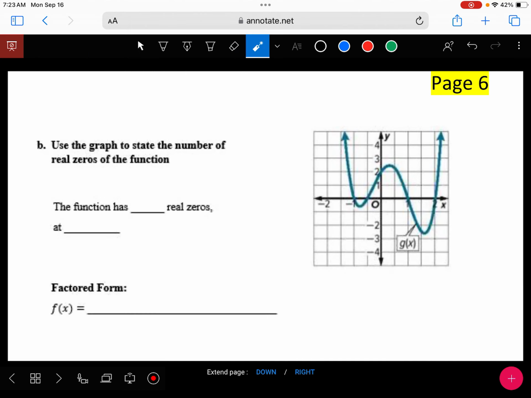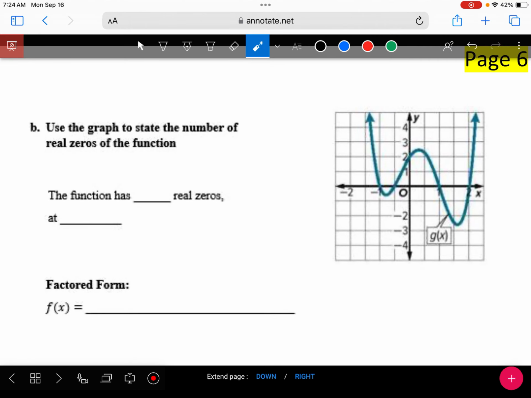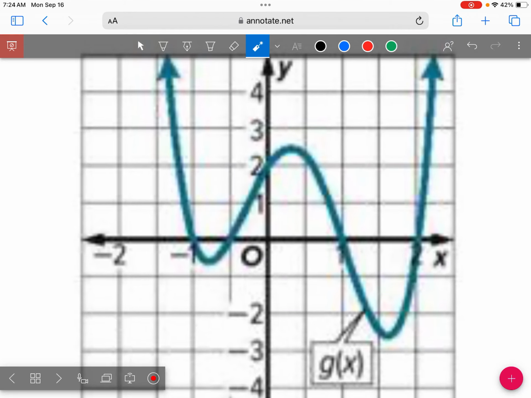All right, let's look at the next one. How many times does this graph cross through the x-axis? 4. So we have here, here, here, and here. So that would be, and this one is a fraction, because this would be negative 0.5, because it's halfway between -1 and 0.